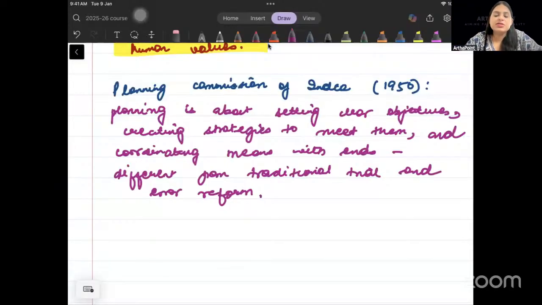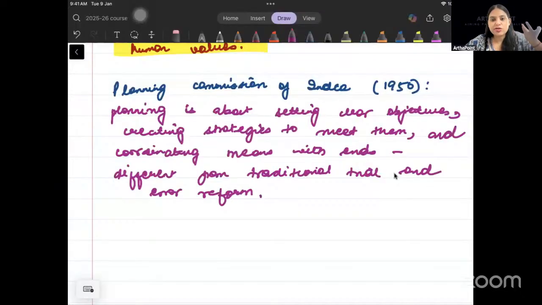And coordinating means with ends. So you will ensure that means are met with ends, right? Meaning, ultimately, whatever your aim is. So suppose my aim is to eradicate poverty by so much percentage, to bring a given amount of people above the poverty line. So now this is my end, that I have to bring this many people above the poverty line, right? Now there will be a means to achieve it. Means can be by giving subsidies, by doing something else, right?